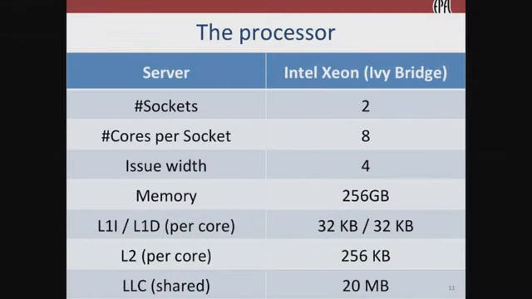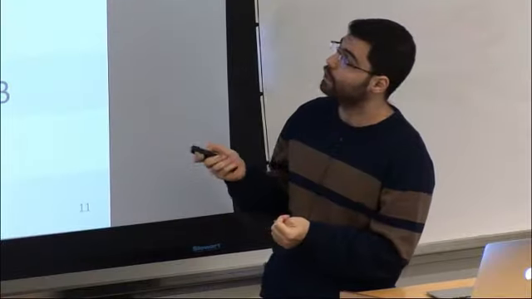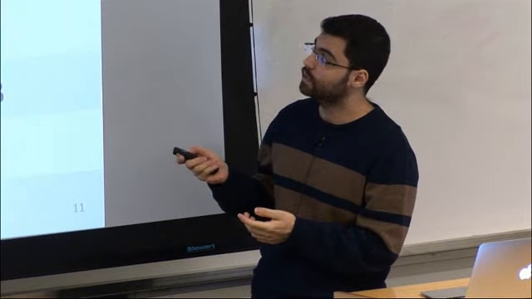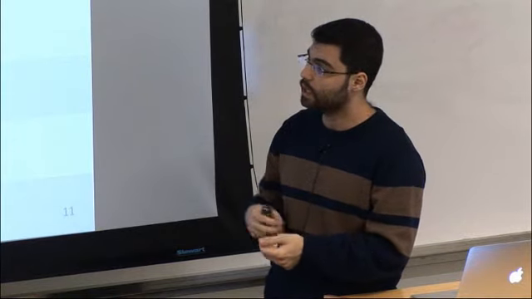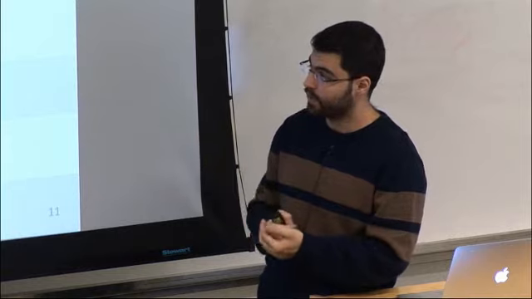So this is the processor that we are analyzing. It's an Intel Ivy Bridge processor. It has 2 sockets, 8 cores per socket. Its issue width is 4, so it can retire maximum 4 instructions per cycle. Its memory is 256 gig. It's enough to keep the entire data in memory.